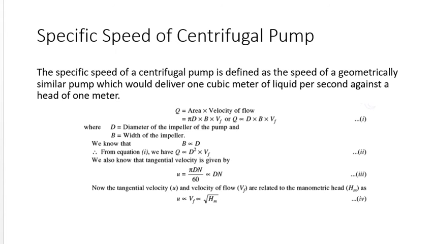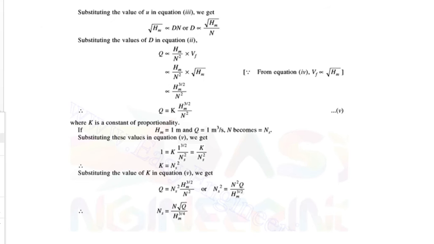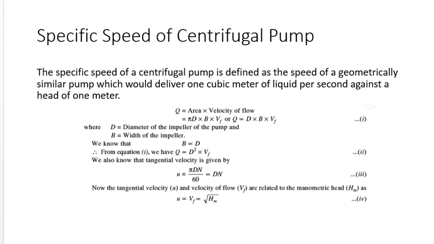We can put this value from here to here and we get under root Hm proportional to dN. I wrote this because u is proportional to under root Hm and u is also proportional to dN, that's why under root Hm is proportional to dN. From this relation we get d directly proportional to under root Hm by N. After substituting the value of d in equation number 2, what is equation number 2? Equation number 2 is Q directly proportional to d square into Vf.